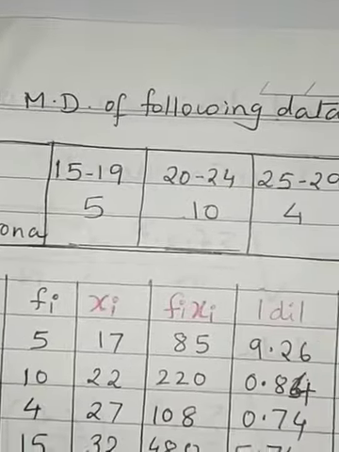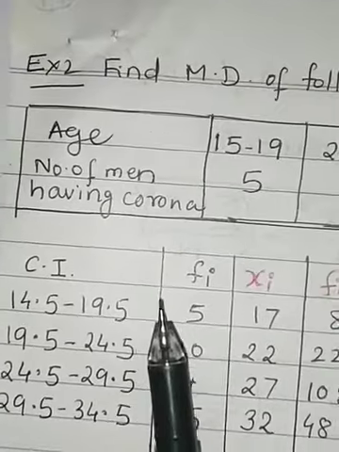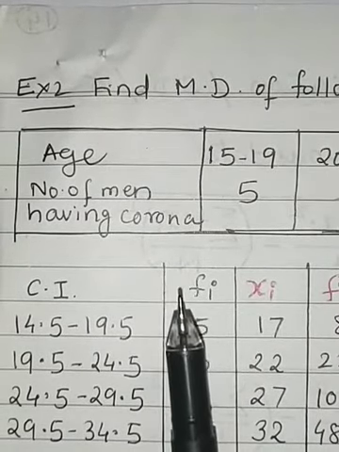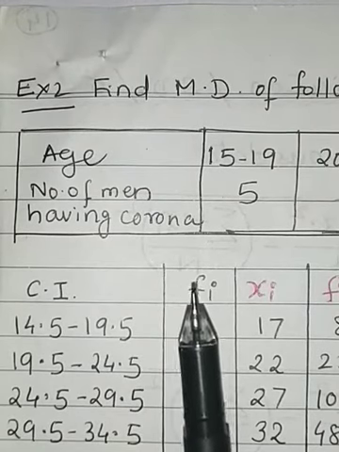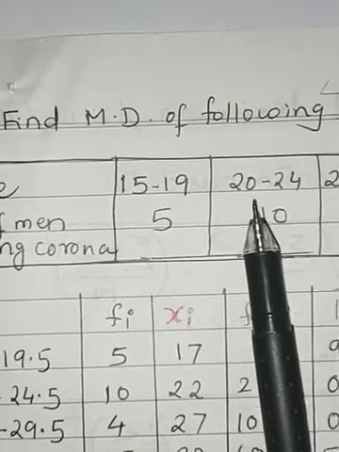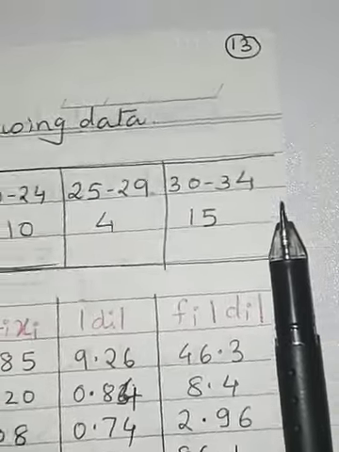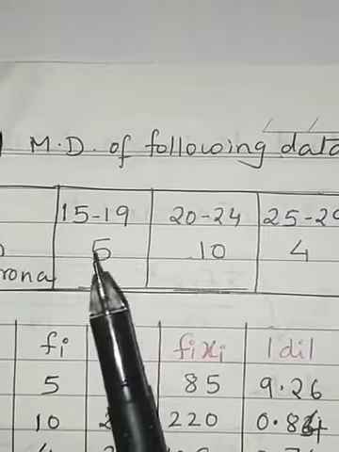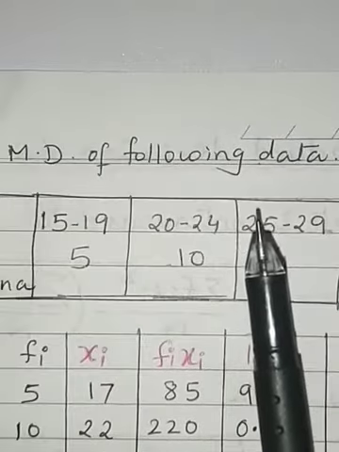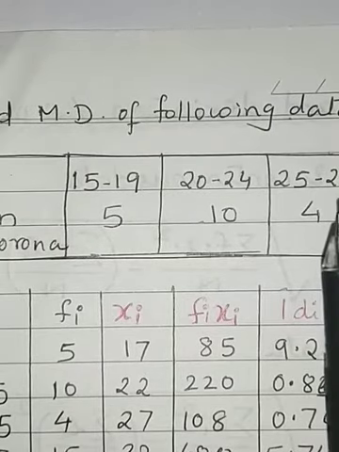Find mean deviation of the following data. So age and number of men having corona. So corona is presently in highlight, so I have taken this example. So age 15 to 19, 20 to 24, 25 to 29, 30 to 34. So I made the example very short. We can also have more class intervals here, but to understand the concept, 4 class intervals are sufficient for us.